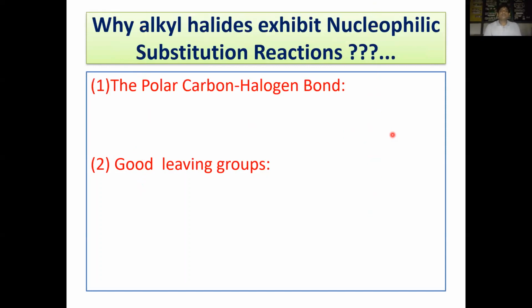The first reason is that the carbon-halogen bond is polar. Let us take a C-X bond. Here there is an electronegativity difference between carbon and halogen. Halogen is more electronegative, carbon is less electronegative. So halogen gets a partial negative charge, and carbon gets a partial positive charge. Here, carbon is the reaction center. Since the reaction center is a positively charged center, there is a possibility of attack by a negatively charged nucleophile.